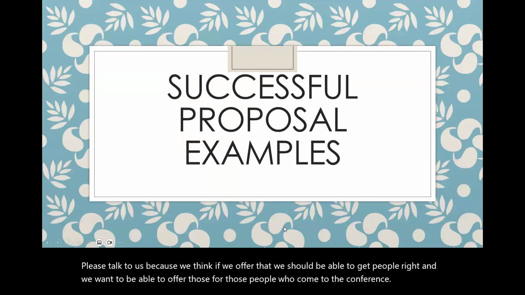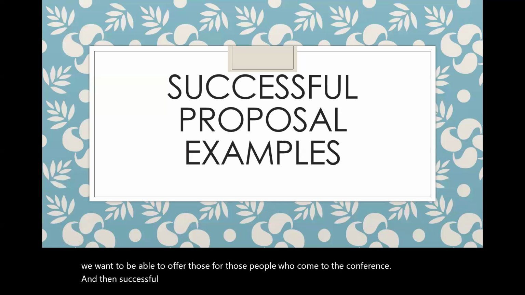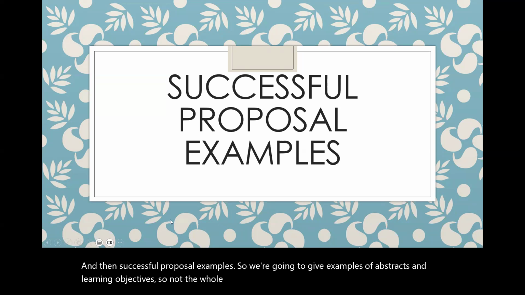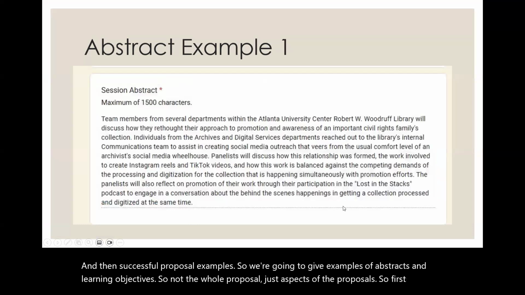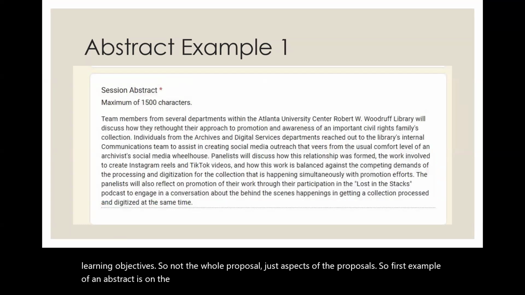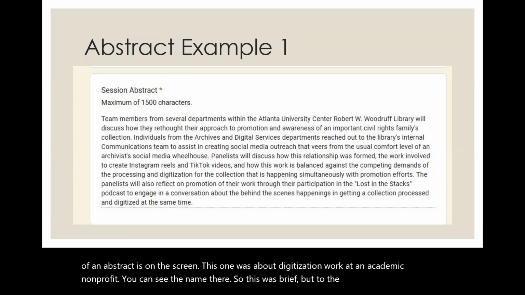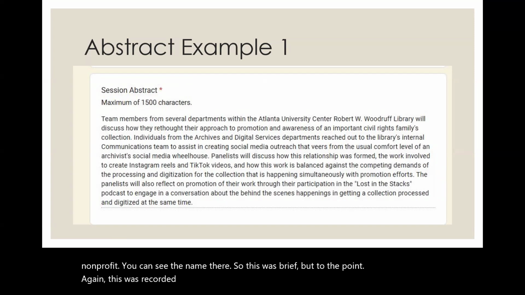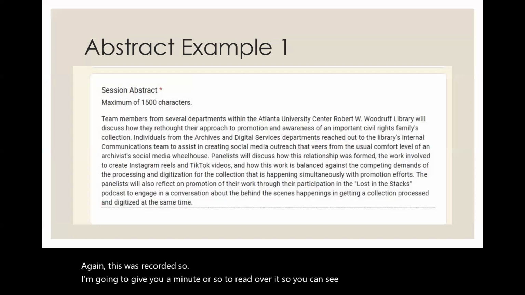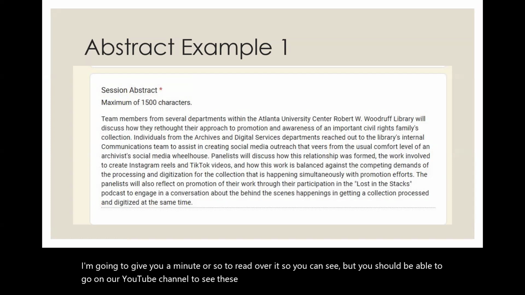And then successful proposal examples. We're going to give examples of abstracts and learning objectives, so not the whole proposal, just aspects of the proposals. The first example of an abstract is on the screen. This one was about digitization work at an academic nonprofit. You can see the name there. This was brief, but to the point. Again, this was recorded, so I'm going to give you a minute or so to read over it, but you should be able to go to our YouTube channel to see these examples as well.